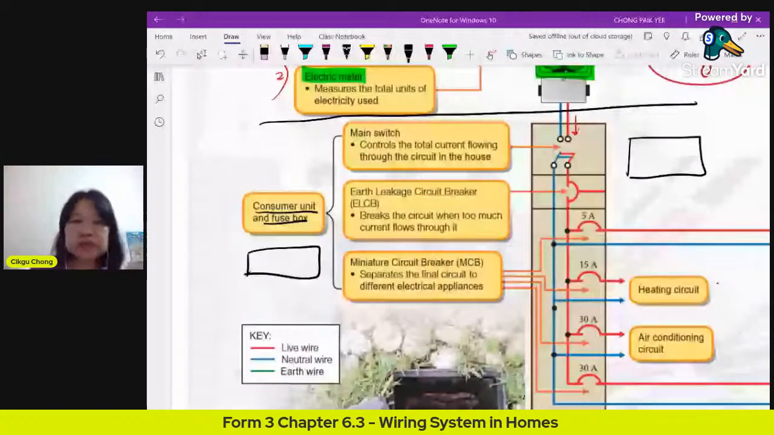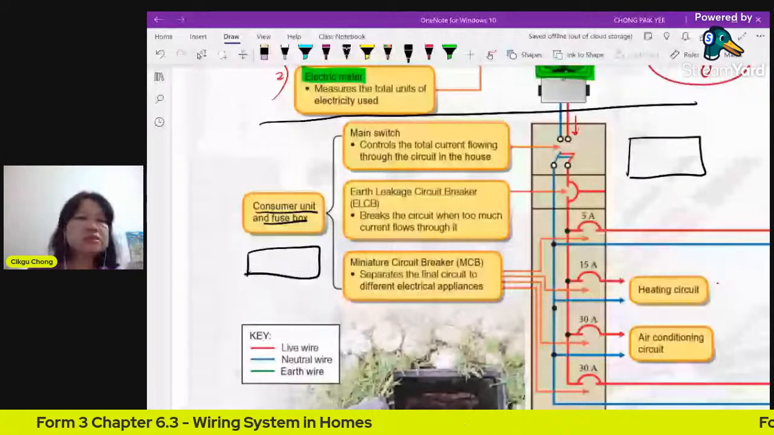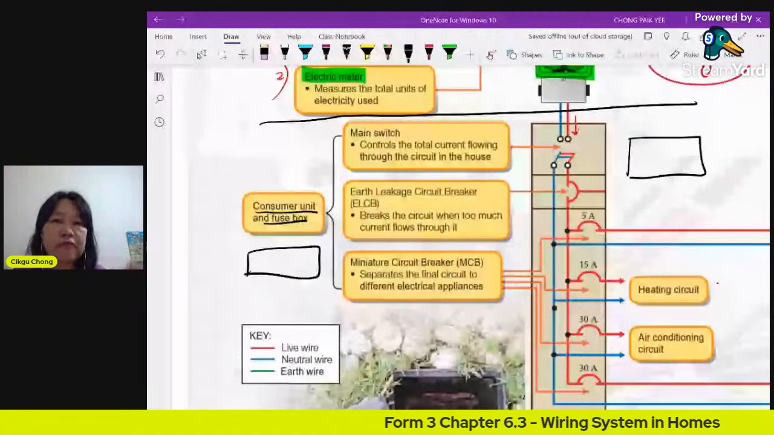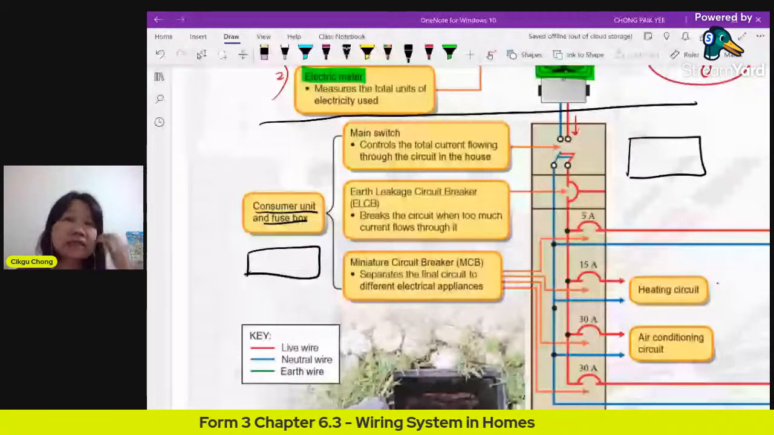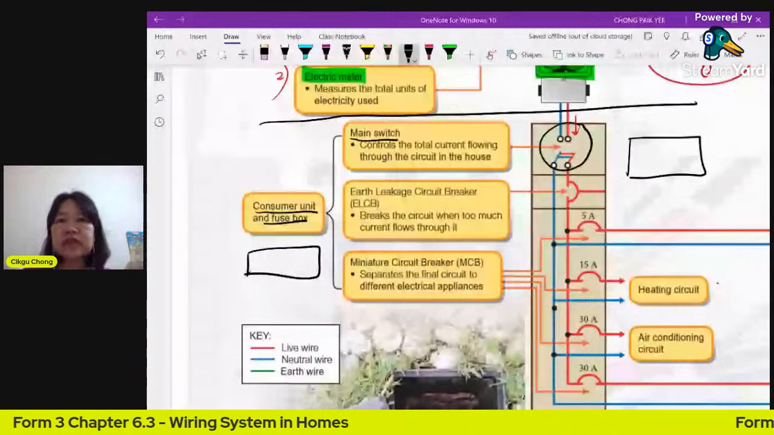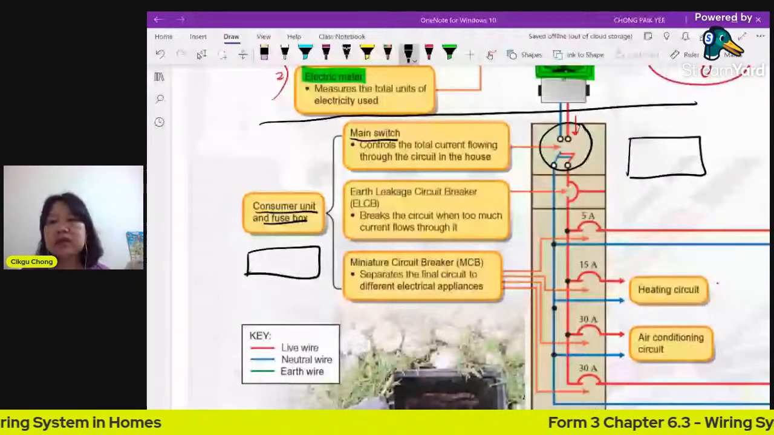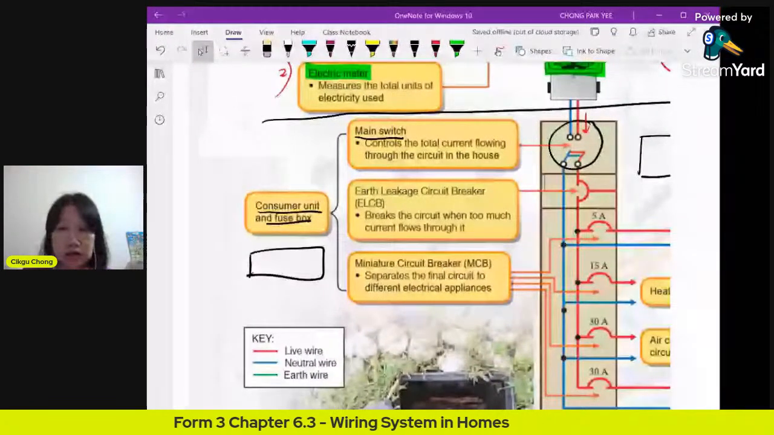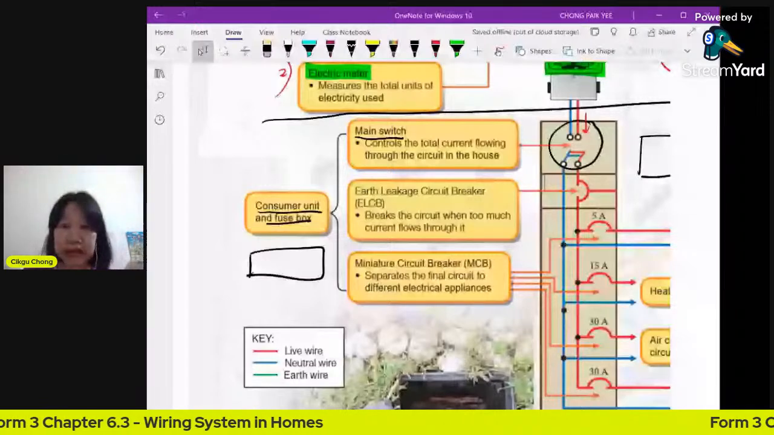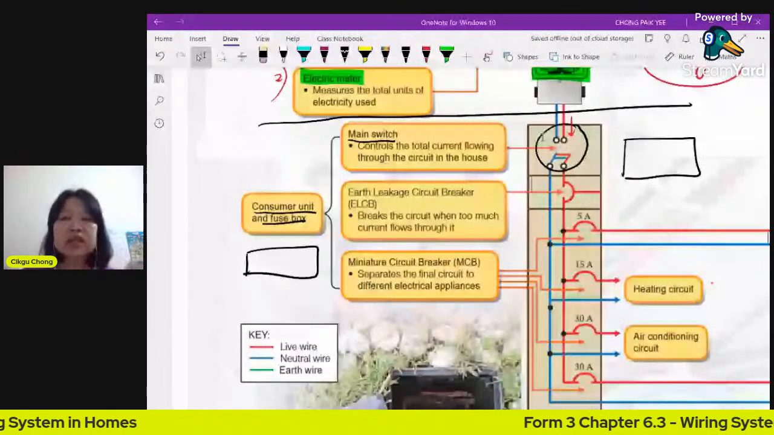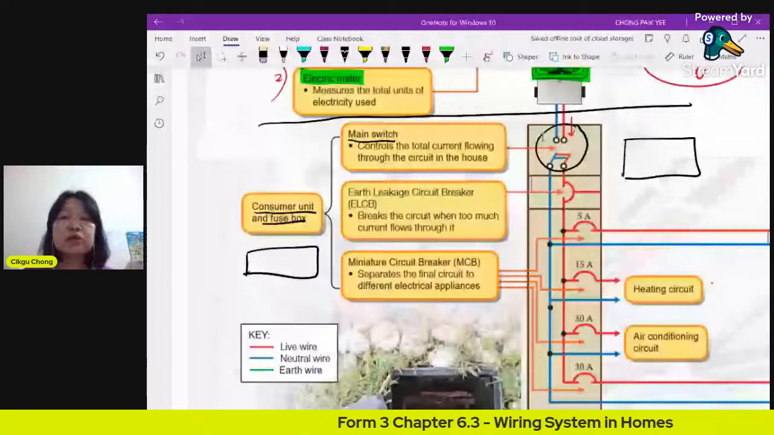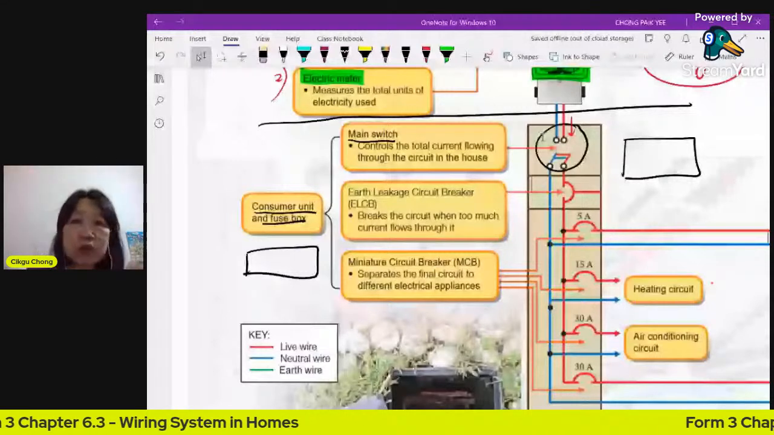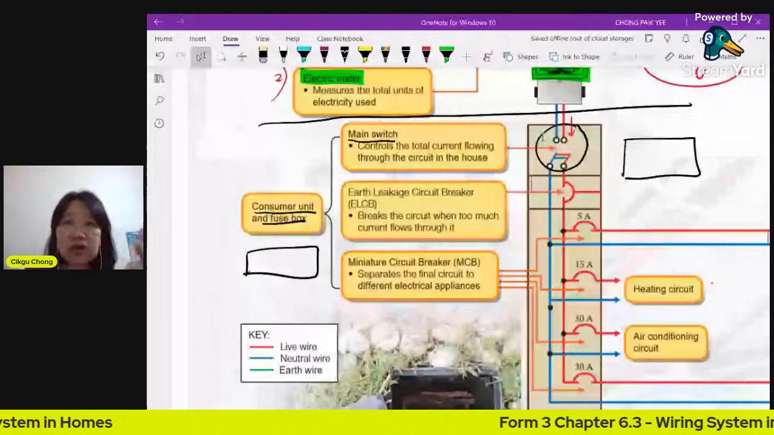Number one, you have a main switch. Now, what is a main switch? As you can see here, it's a switch. A switch is to switch on or switch off the current. Let's say you need to repair something in your house, or you send for the electrician, the repairman. He wants to install something in your house, or he wants to fix something. The first thing he will do is switch off the main switch, so that he can do the repair safely. He will not get electrocuted. If this main switch is on, the current will still enter the house. If he did something wrong and touched the live wire, he will be electrocuted. He will die. So you need to switch off.